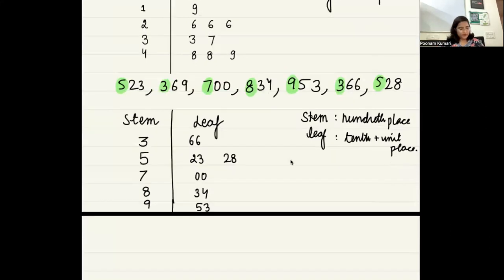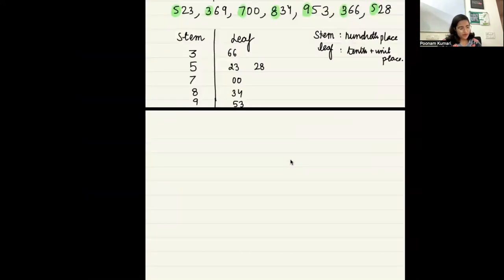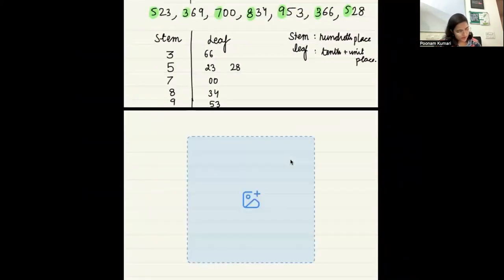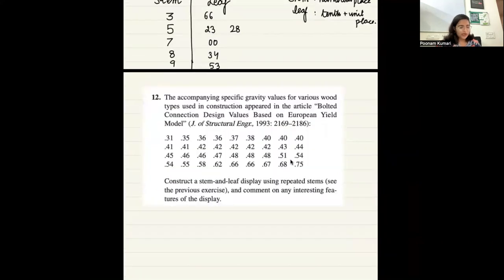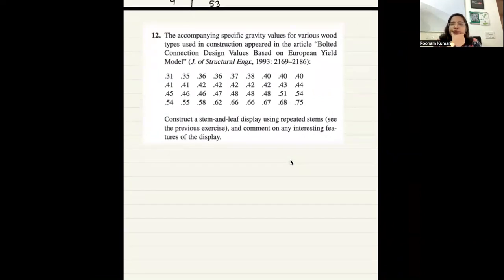All right. Okay, so we have the data available now. Let's see. So let's say you have something like this. This is a question from your book only. Let's try to solve this. So what is this question saying?